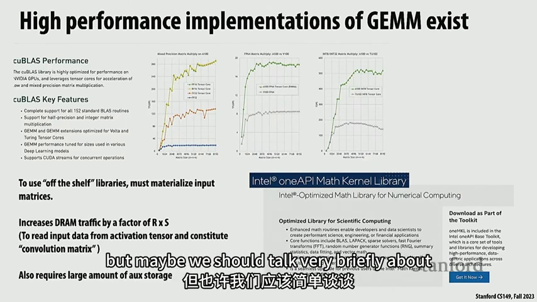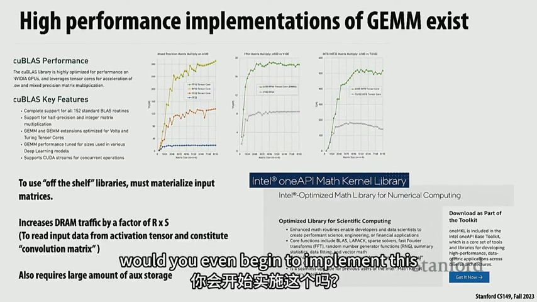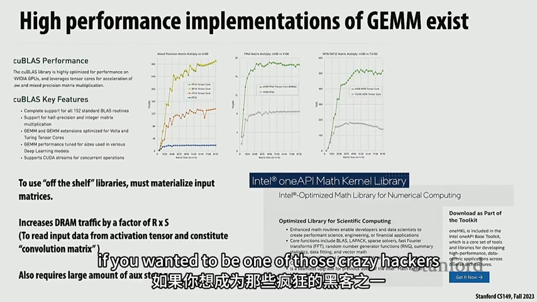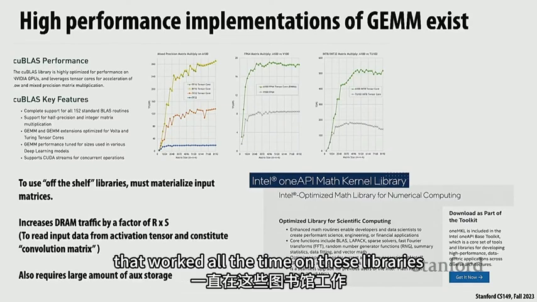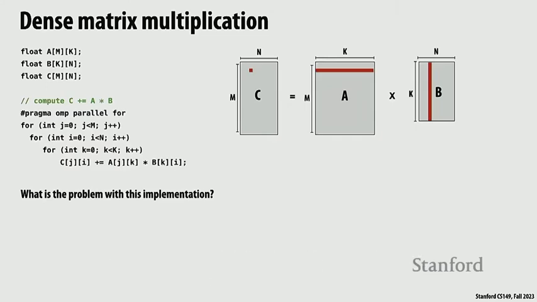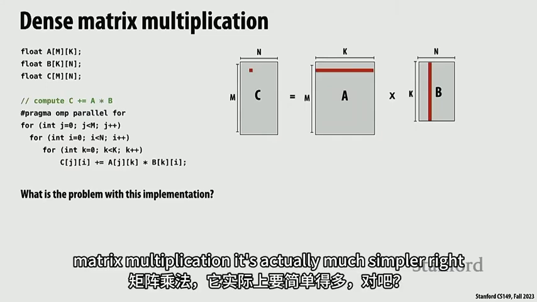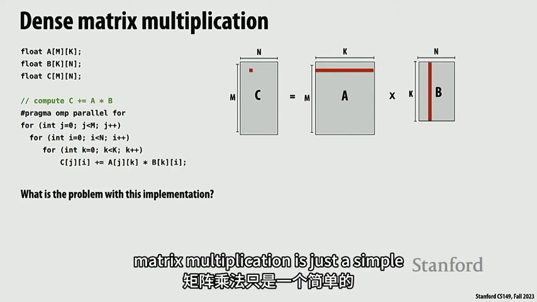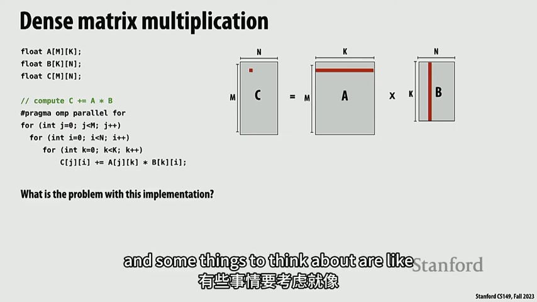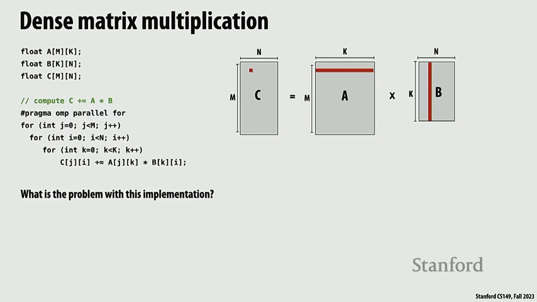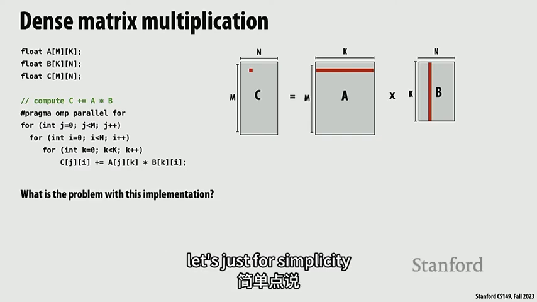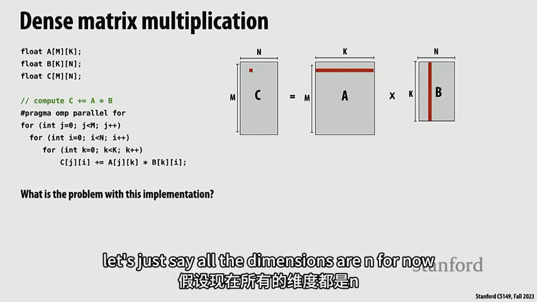But maybe we should talk very briefly about how you would even begin to implement this matrix multiplication if you wanted to be one of those crazy hackers that worked all the time on these libraries. Here's matrix multiplication. It's actually much simpler. I showed you a 7-loop nest; matrix multiplication is just a simple 3-loop nest. In this case, I have an m by k matrix times a k by n matrix. For simplicity, let's just say all the dimensions are n for now so we can think through this.